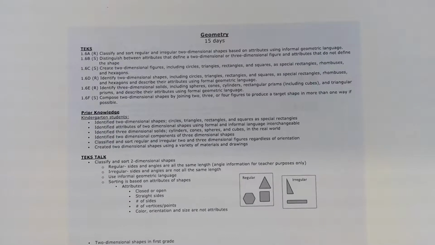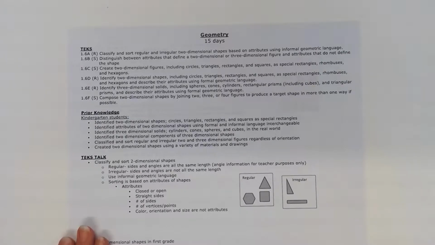In this video, we'll be looking at the geometry TEKs for first grade: 1.6a, 1.6b, 1.6c, 1.6d, 1.6e, and 1.6f. For geometry in first grade, the students are to be looking at two-dimensional shapes and three-dimensional shapes. The majority of the TEKs, though, will focus on two-dimensional shapes.